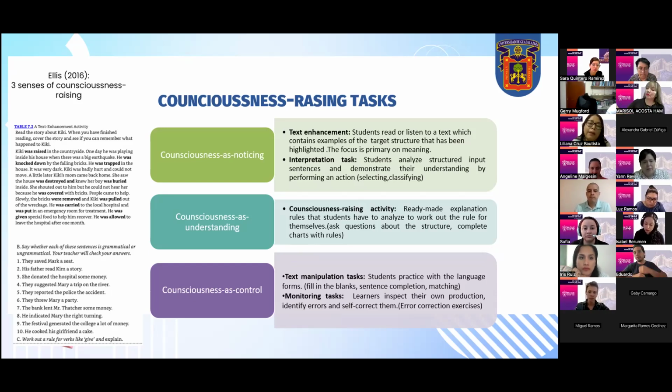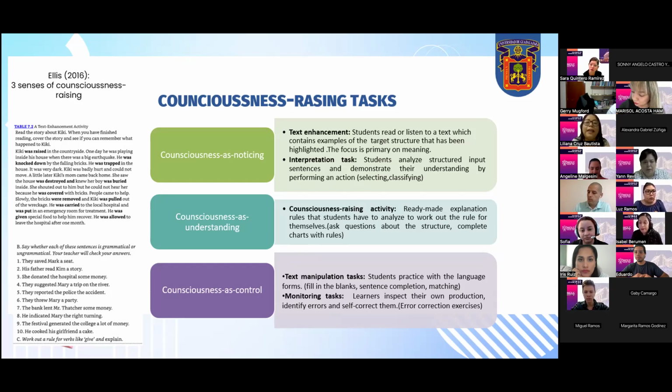In the second area, consciousness as understanding, the author proposes consciousness raising activities. This type of activity is very similar to the previous interpretation task, but in this type of task, students are given the sentences and they are asked questions about the structure, not about the meaning, but about the structure. And they have to kind of internalize and understand the rule so they can complete some charts with the rules.